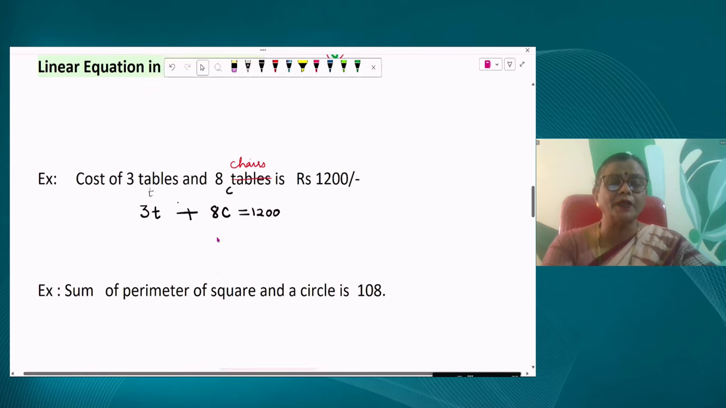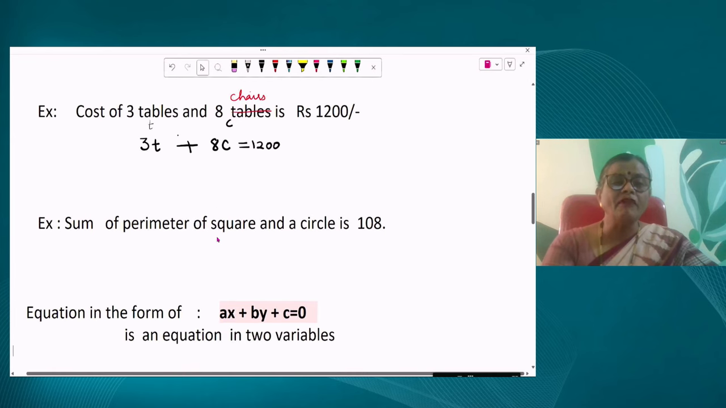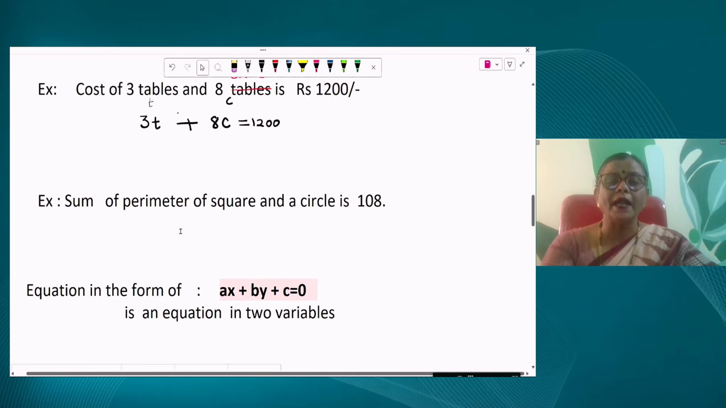Now let's take up the next one. The sum of the perimeter of a square and the circle is 108. The perimeter, that is, you're adding up something. What is to be added? Perimeter of what? A square and the circle.